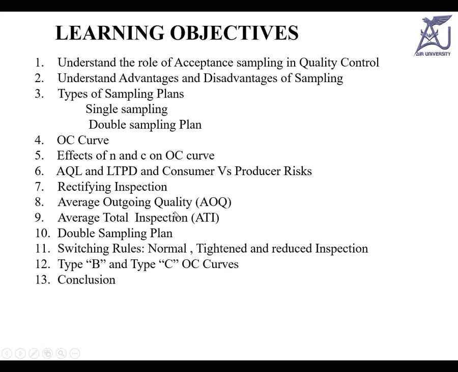We will study the average outgoing quality after the rectifying inspection plan, because AOQ is just part of the rectifying plan. We will also study another approach, average total inspection, if we are going to use the rectifying inspection. Then we are going to study the double sampling plan, how we can use the switching rules for different inspection, normal, tightened or reduced inspection, and we will study the type B and type C OC curves, and finally we will conclude the topic.